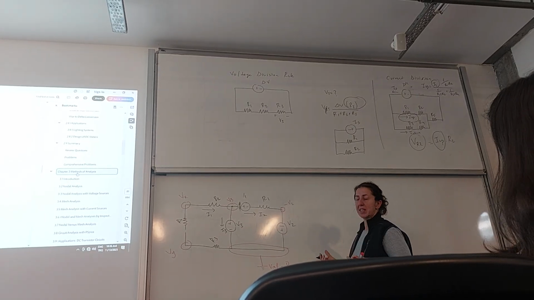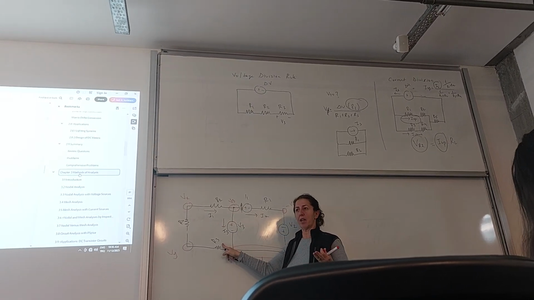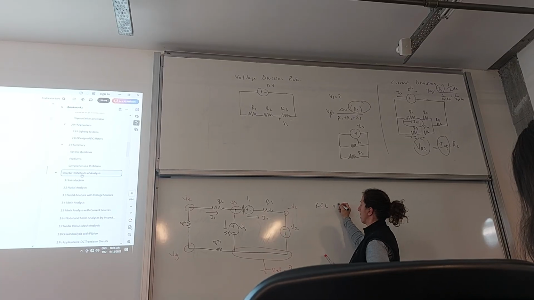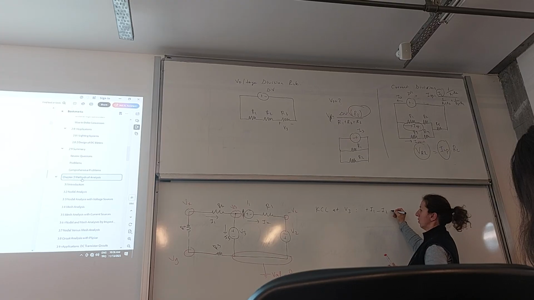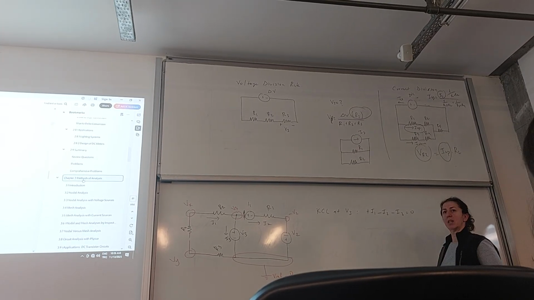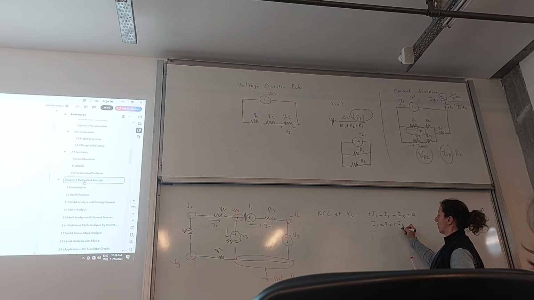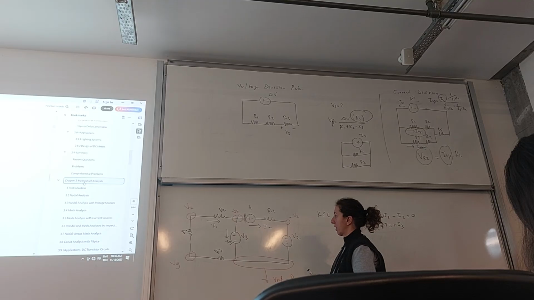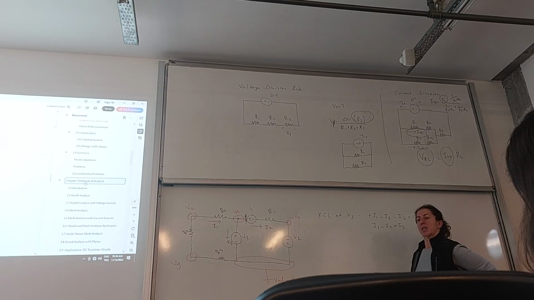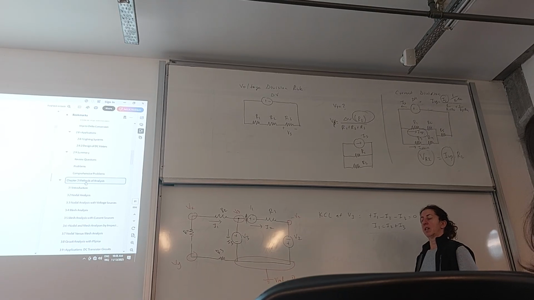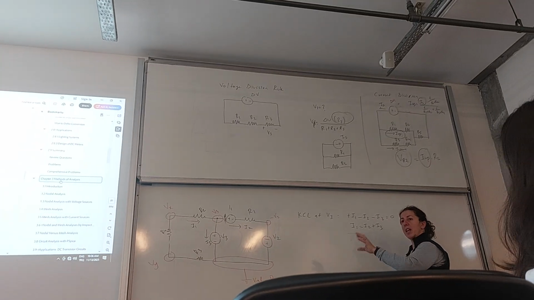So if I write KCL at this node, I1 is coming, I2 and I3 are leaving. So KCL at V3 tells me that plus I1 minus I2 minus I3 should be equal to 0. I1 equals I2 plus I3. Can I really use node voltage method in this equation? I will start, and then we will figure it out.